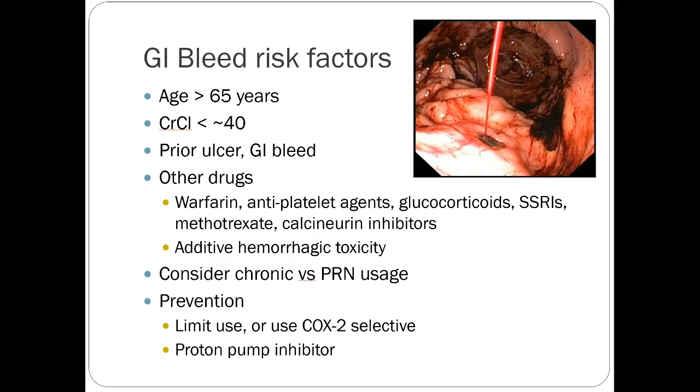Prevention. So we can prevent or limit GI bleeding as well. The COX-2 selective celecoxib has lower risks. That's an option for some patients. Also, proton pump inhibitors are medications that reduce upper GI tract acidity, or sorry, increase upper GI tract pH. So they're going to decrease acid production, right? A proton pump inhibitor would be a drug that has been shown to decrease the risk of a GI bleed.